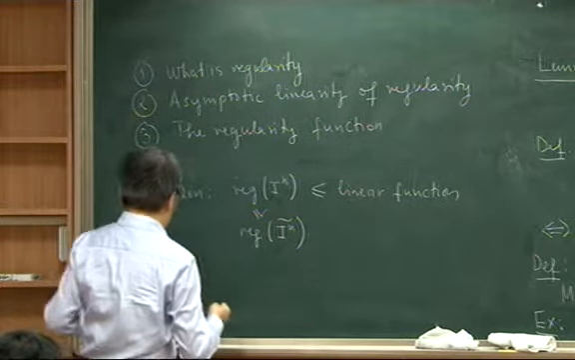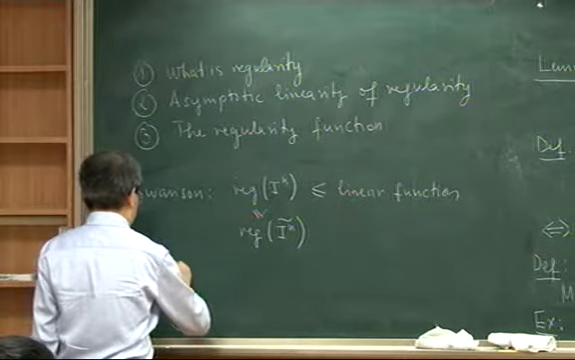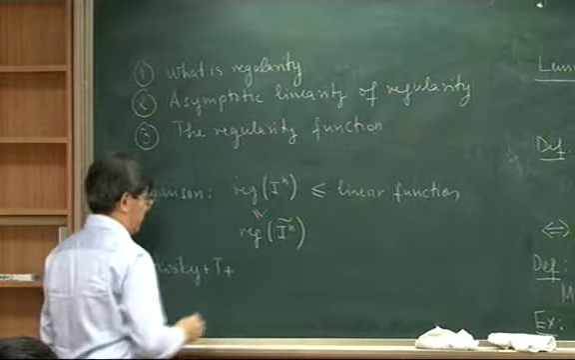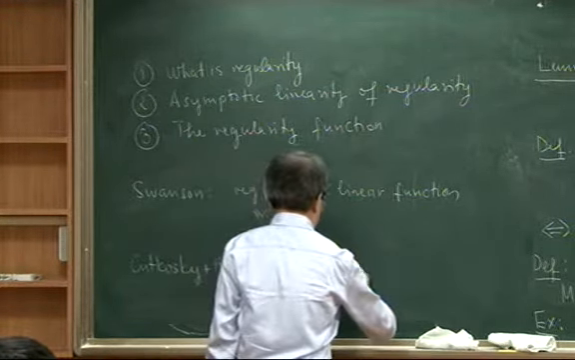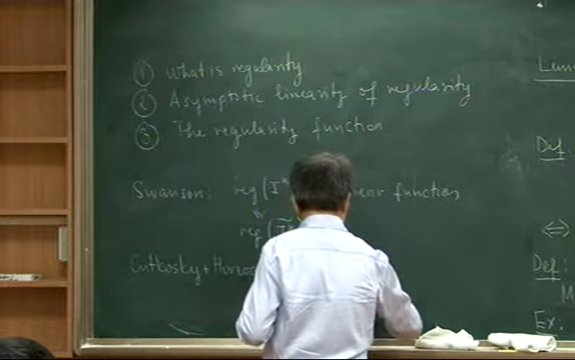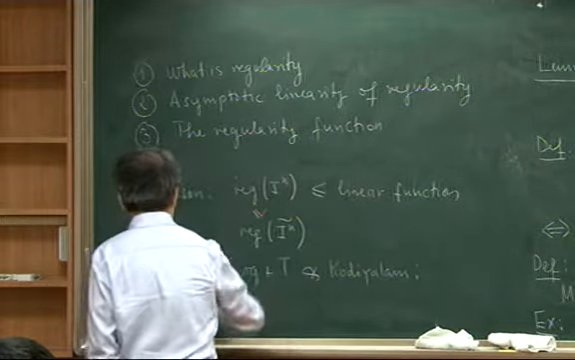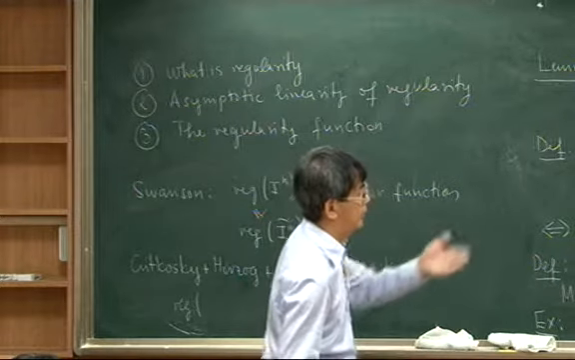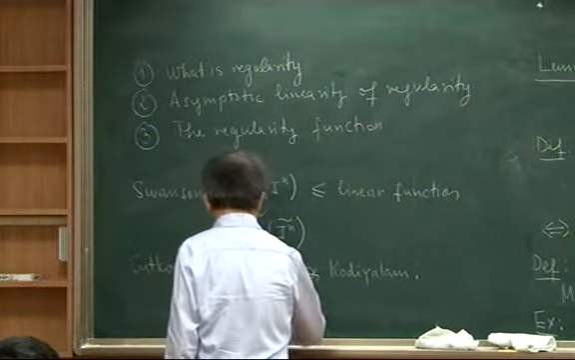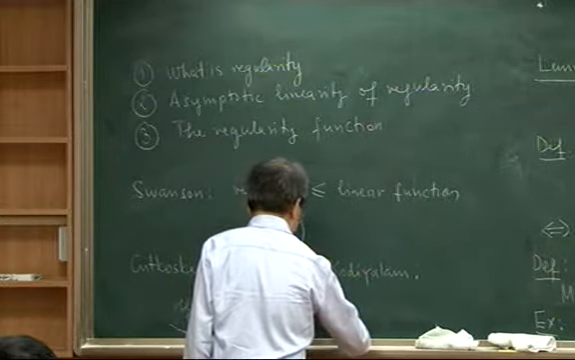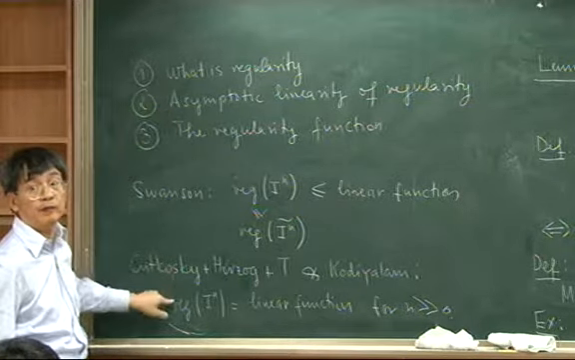Okay, then it came to the work mentioned by Trung already, about Kodiyalam, Cutkosky, Herzog and myself, and independently Kodiyalam. I think we proved that this function, in the case where R is a polynomial ring, is a linear function for n large enough. And that's why we call it the asymptotic linearity of the regularity.